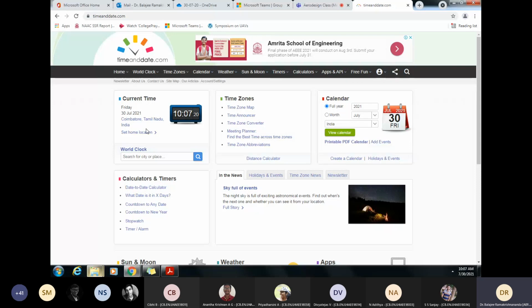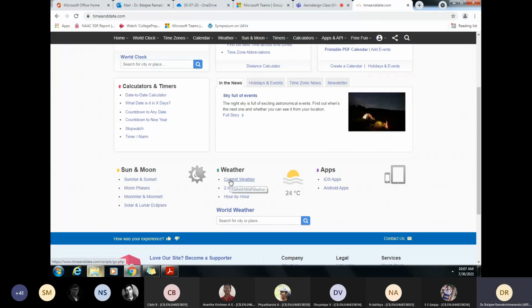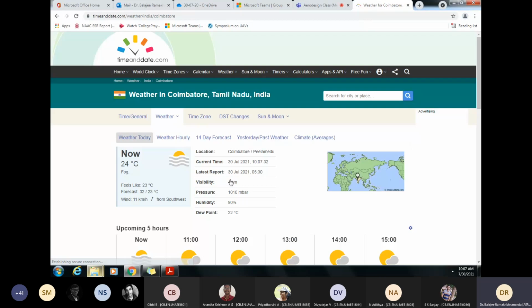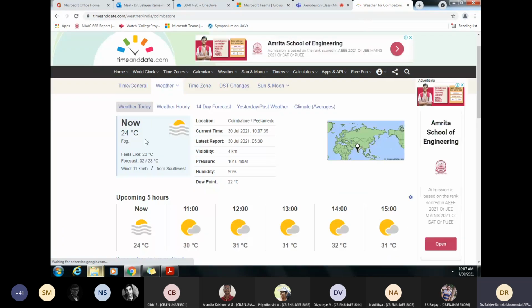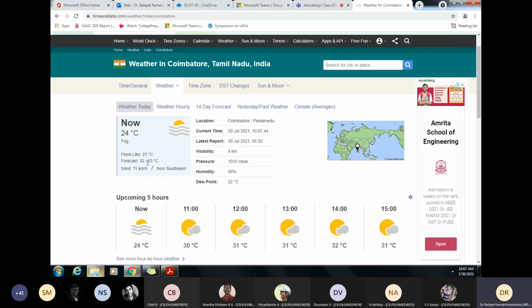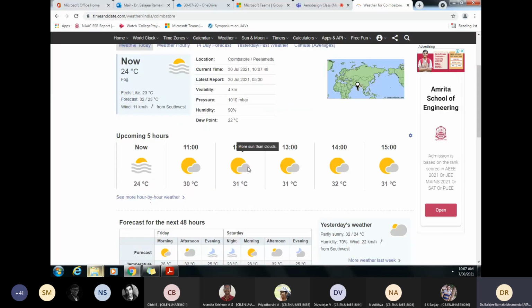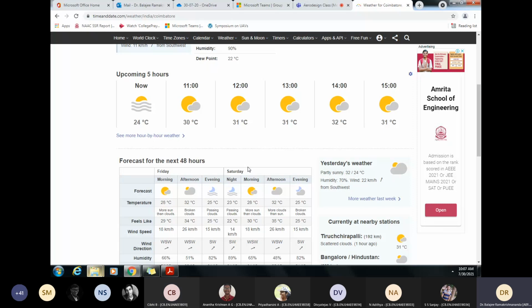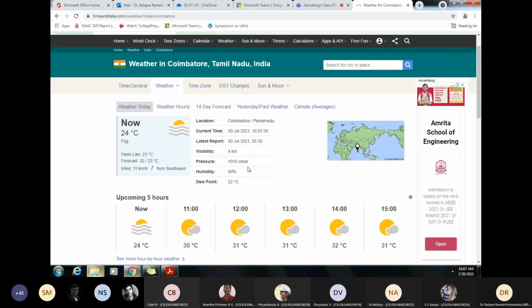There's the time zone map, weather, current weather. Pilamedu, 24 degrees centigrade, but feels like 23. Wind, 11 kilometers from the southwest. Forecast maximum maybe 32. So 23 may feel cold to you if there is wind. These are all very statistical, correct? Yes, sir. Statistical things only give you an idea. They don't tell you the real thing.